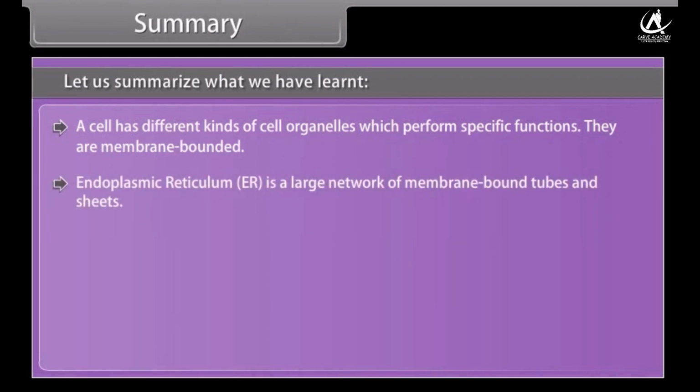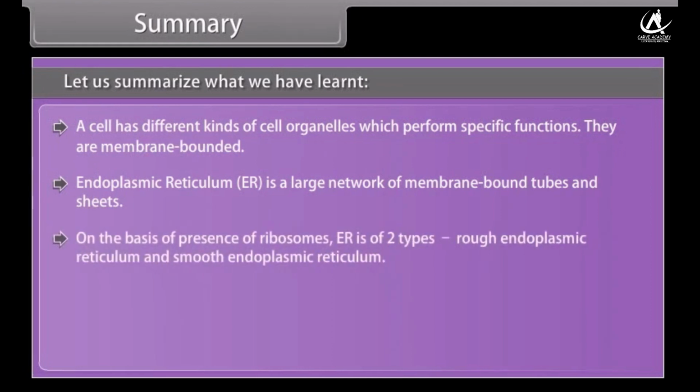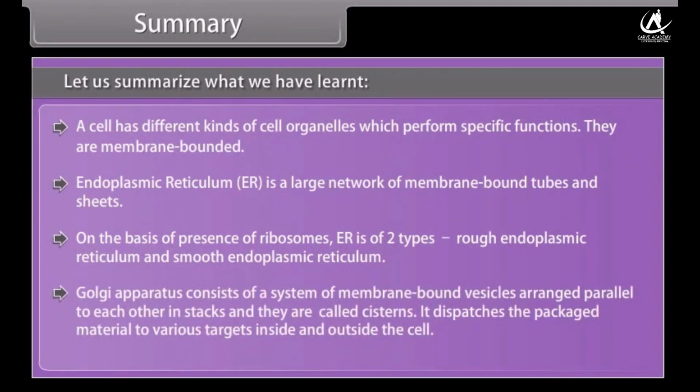Endoplasmic reticulum, ER, is a large network of membrane-bound tubes and sheets. On the basis of presence of ribosomes, ER is of two types: rough endoplasmic reticulum and smooth endoplasmic reticulum. Golgi apparatus consists of a system of membrane-bound vesicles arranged parallel to each other in stacks, and they are called cisternae. It dispatches the packaged material to various targets inside and outside the cell.